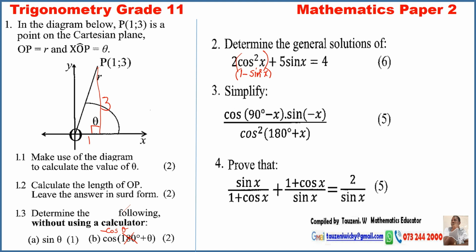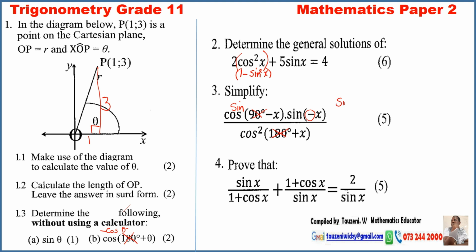Then question number 3, if you see 90 degrees, the 90 degrees falls away and sine changes to cos, cos changes to sine. Then 180 is a reduction formula, we have mentioned that one. A negative angle, negative angles are in the fourth quadrant.